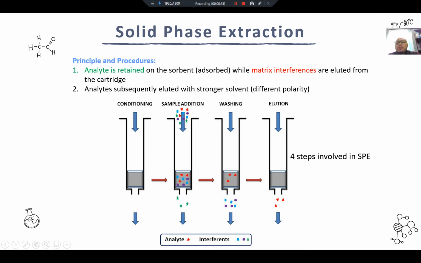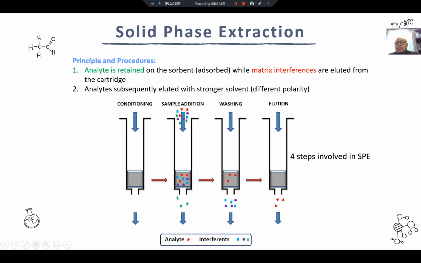So the purpose of solid phase extraction is that we want to separate our analyte of interest from other impurities or matrix interference. So in the process of solid phase extraction, we want to retain and then remove the interference before we can elute our targeted analyte. Okay, so analytes are subsequently eluted with a stronger solvent. So let's say over here, you put in this particular solvent and then you wash your analyte.